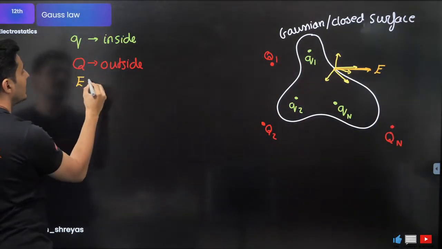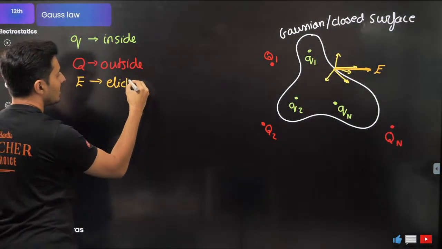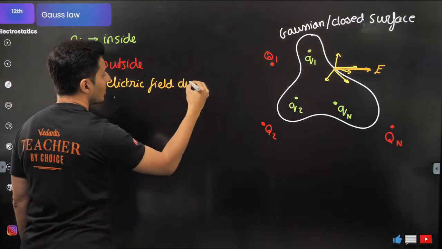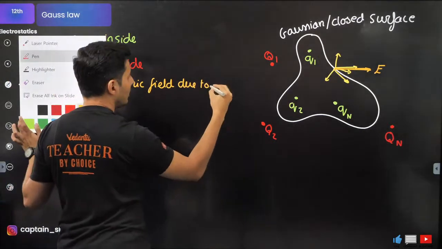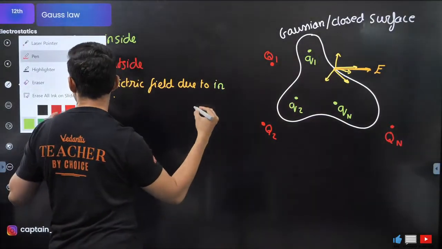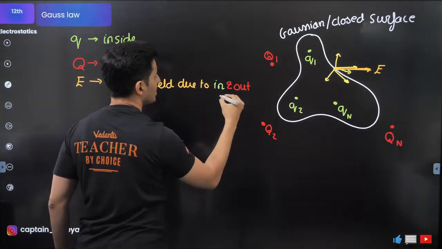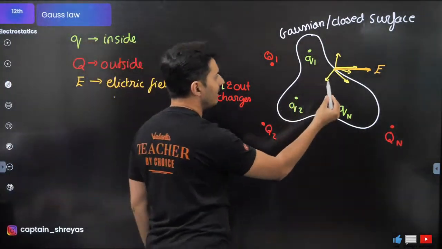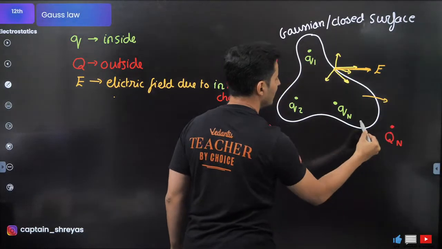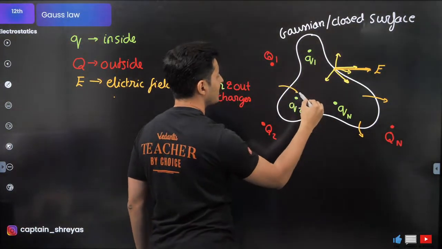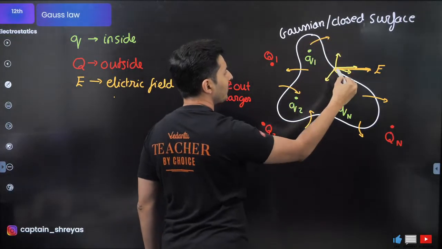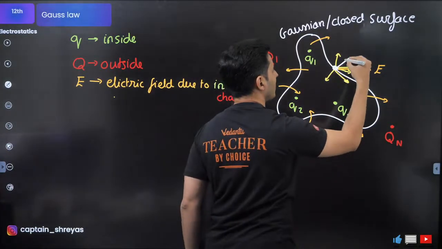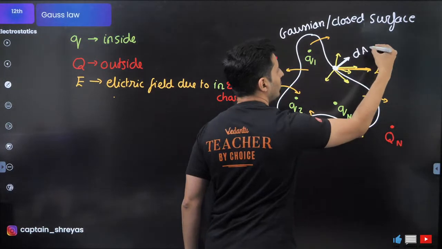So this E is basically the electric field due to the inside as well as outside charges, both of them. And this electric field will be there everywhere. Remember that there will be electric field lines passing here, who knows, everywhere there will be some kind of electric field lines. I'm taking one such electric field line, and at that point obviously I can show some area vector. This is that area vector right over here.